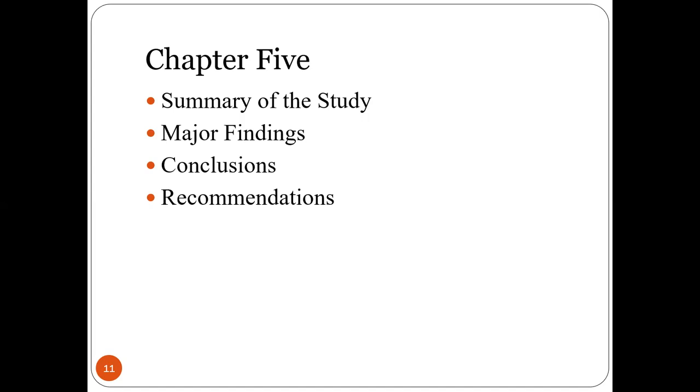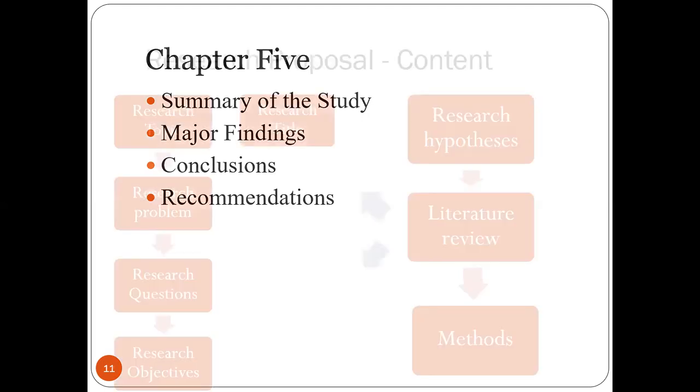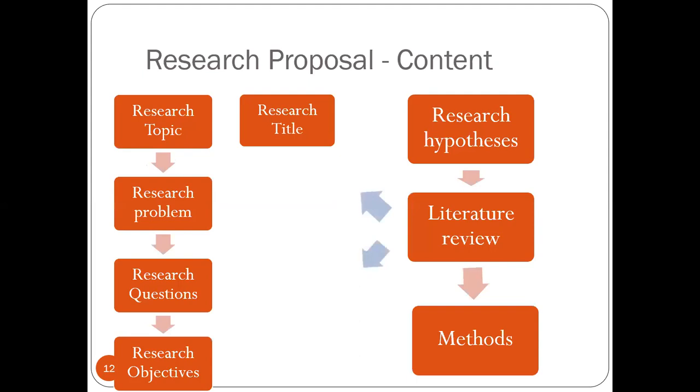The next step normally comes from the limitations: things that you were able to cover and things that you were not able to cover, so that a next study can handle that aspect. Because it's not everything that you are able to handle in a research. Okay. So having covered all these things, let's now come to the research proposal content.